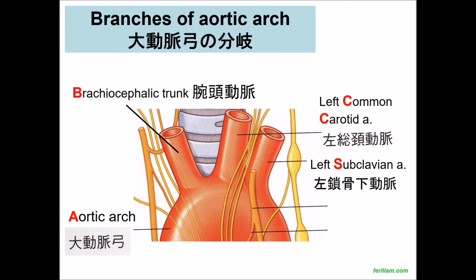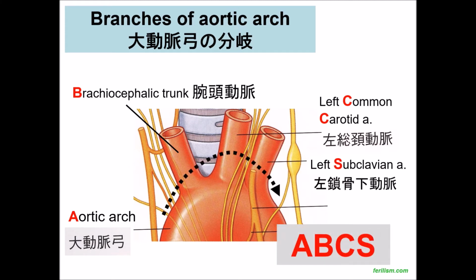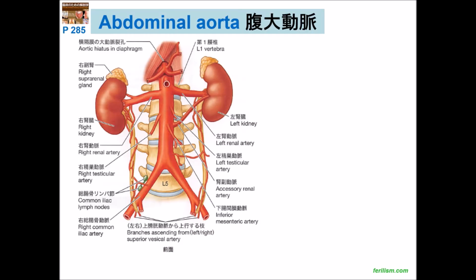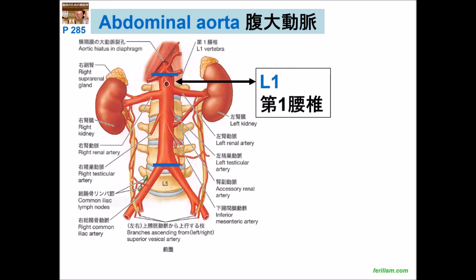Or just remember ABCS. Abdominal aorta. Abdominal aorta is about the length, covering L1 and L4.